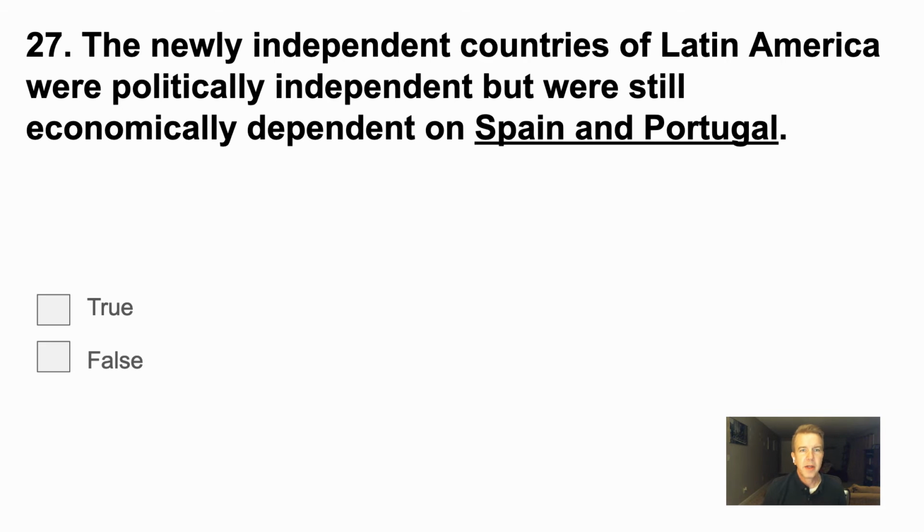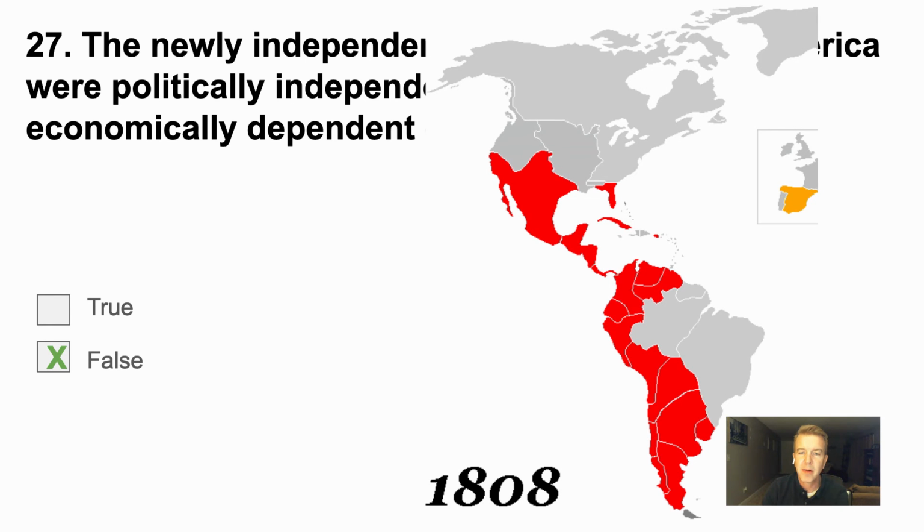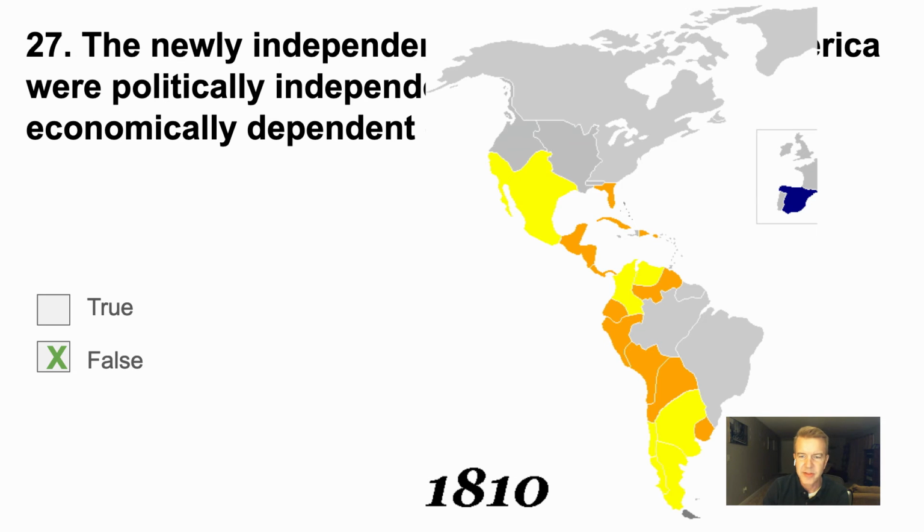The newly independent countries of Latin America were politically independent, but were still economically dependent on Spain and Portugal. That is false. They became independent, but they became very much economically dependent upon the United States. This little graph runs through showing their independence movements and changes as we go along here.